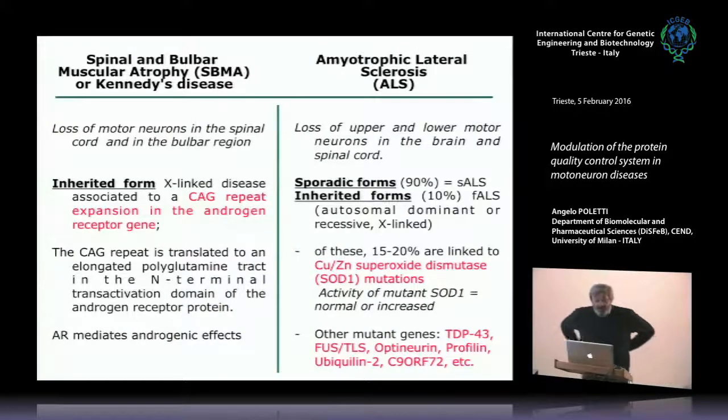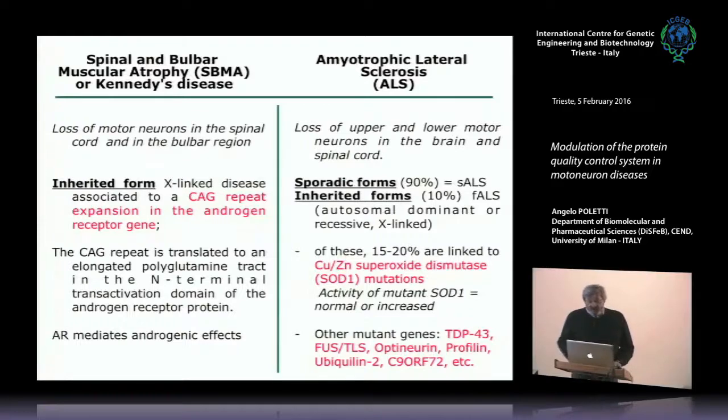We work on two different motoneuron disorders: spinal bulbar muscular atrophy and amyotrophic lateral sclerosis. SBMA, spinal bulbar muscular atrophy, is always inherited and is due to a mutation in the androgen receptor, which is located on the X chromosome. There is an expansion in the gene coding for the androgen receptor, a CAG repeat, which is expanded and codes for a polyglutamine tract, which seems to confer toxicity to this protein. I will present some of the data on this particular protein.